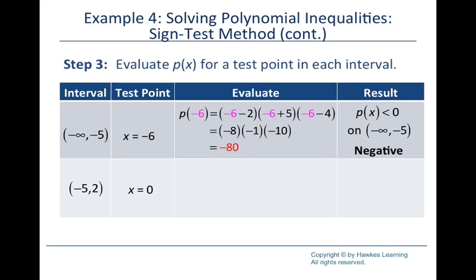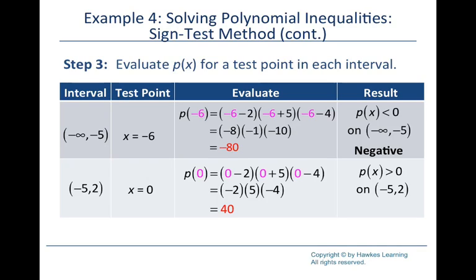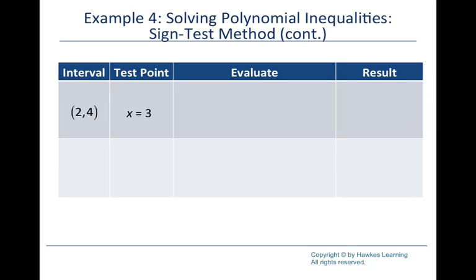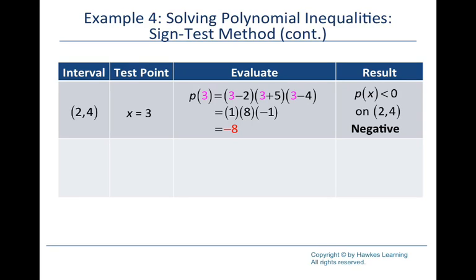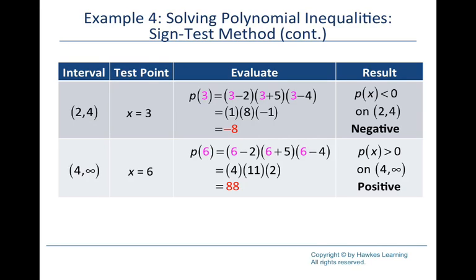Then we go to our next interval and pick a number between those two. We're going to pick 0 because 0 is always an easy one to put in there. And we find out that it's positive, so it went back positive on the second interval between negative 5 and 2. Then we've got another interval to test from 2 to 4. The integer between 2 and 4 is 3. So put that in there and find out that it goes negative again. And then after 4, somewhere between 4 and infinity, pick 6. And we find out that it's positive again.